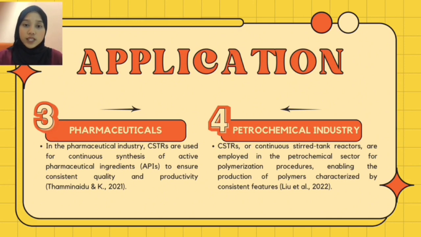CSTRs, or continuous stirred tank reactors, are employed in the petrochemical sector for polymerization procedures and enable the production of polymers characterized by consistent features. Due to their uninterrupted functioning and effective heat management capabilities, they are well suited for large-scale manufacturing, fulfilling the petrochemical industry's high criteria of productivity. The versatility of continuous stirred tank reactors in accommodating different reaction conditions and their capability to function well under high pressure further emphasize their significance in this sector.